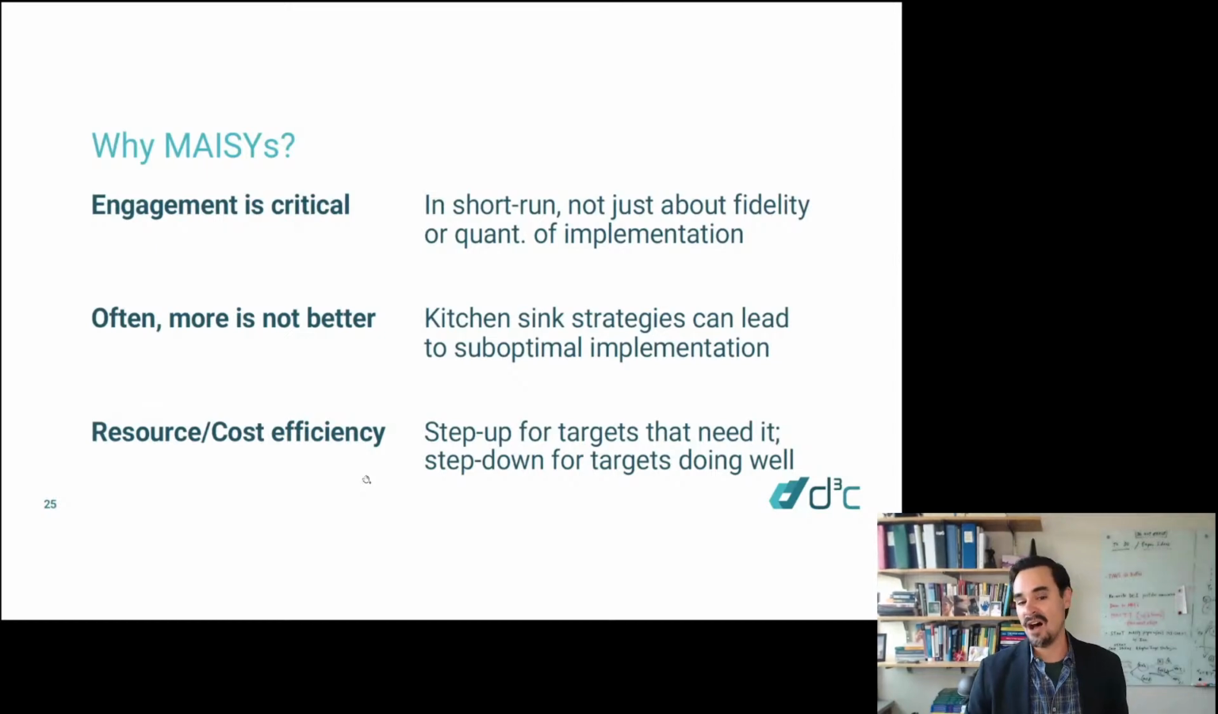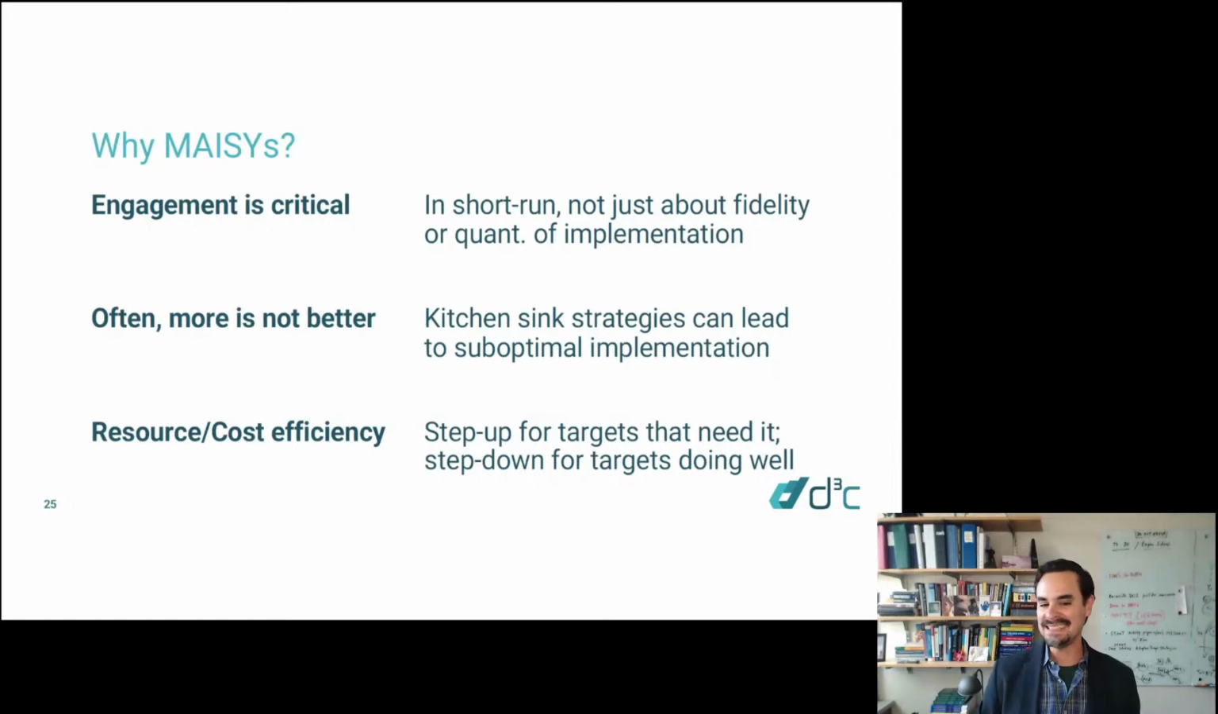Engagement is often critical in implementation. So in the short run, it's not just about fidelity. Sometimes in the short run, the implementer has to engage the school professionals in the schools to do the work of adopting CBT, and that could be quite challenging. You might have schools that don't engage in the short run, and you want to adapt to that. And so that would be a rationale for a MAISY.